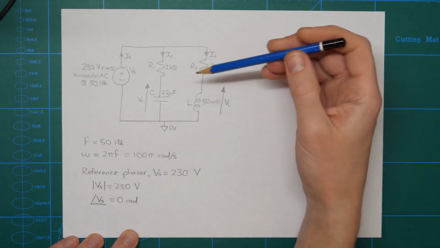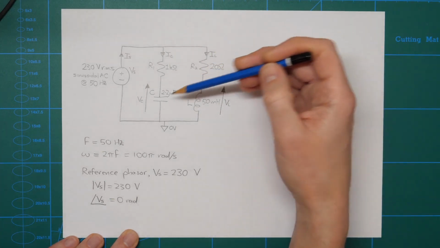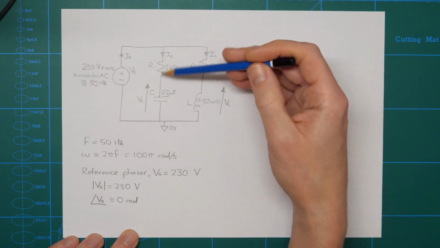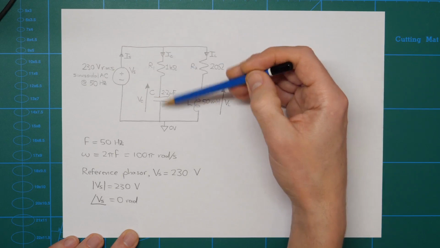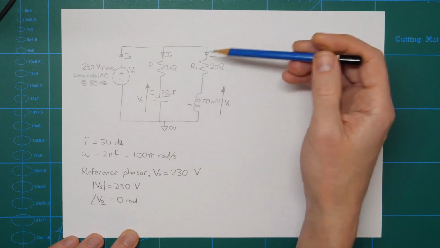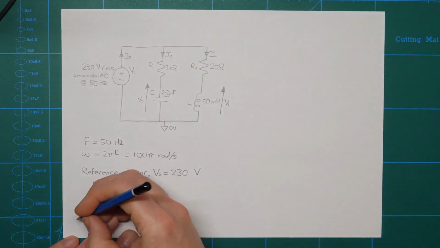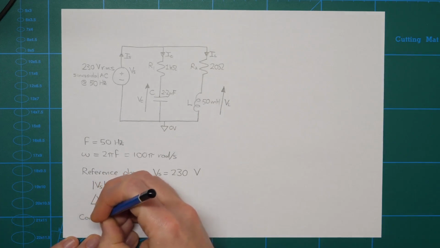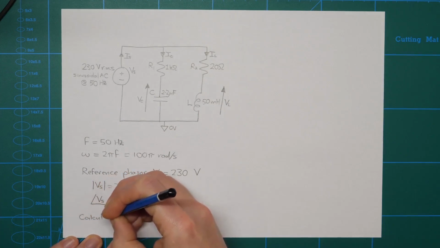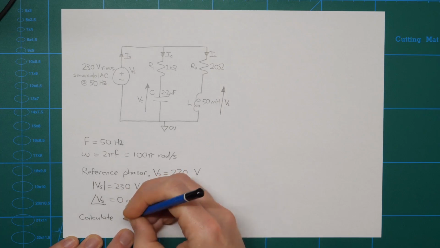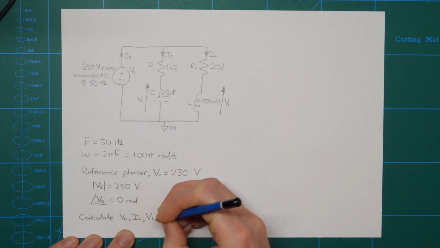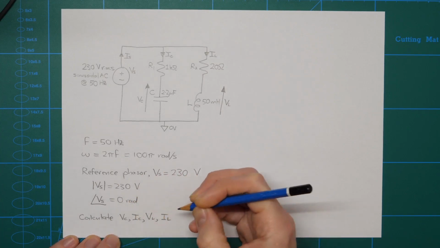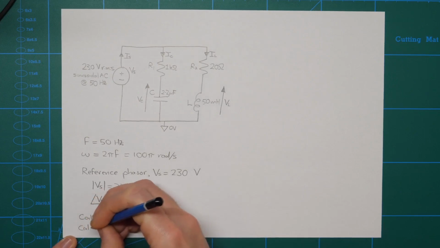Okay, so we're going to be calculating these other complex numbers, IC, IL, VC, and VL, which represent oscillating voltages in the case of VC and VL, or oscillating currents in the case of IC and IL. And then we're also going to calculate some other things. So calculate the following phasors: VC, IC, VL, IL.